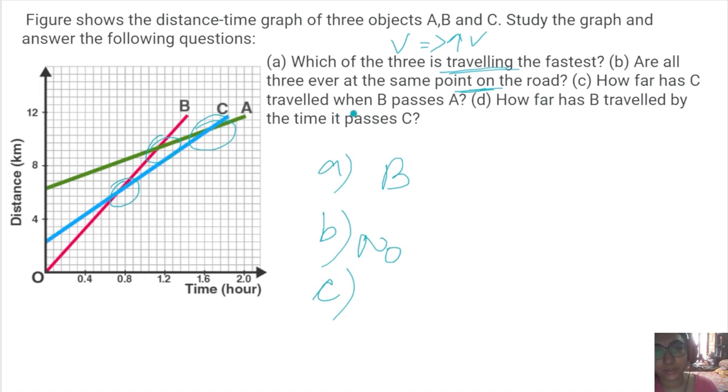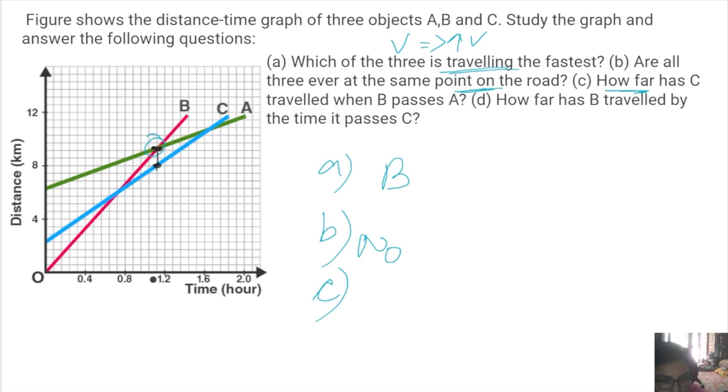How far has C traveled when B passes A? When B passes A, at this point they are asking how far has C traveled. So at this point, if we take the measurement, we just use a different color. Just use black. At this point, how much has C covered? C is here, right? So we have to find the point of C, like how much it has covered.